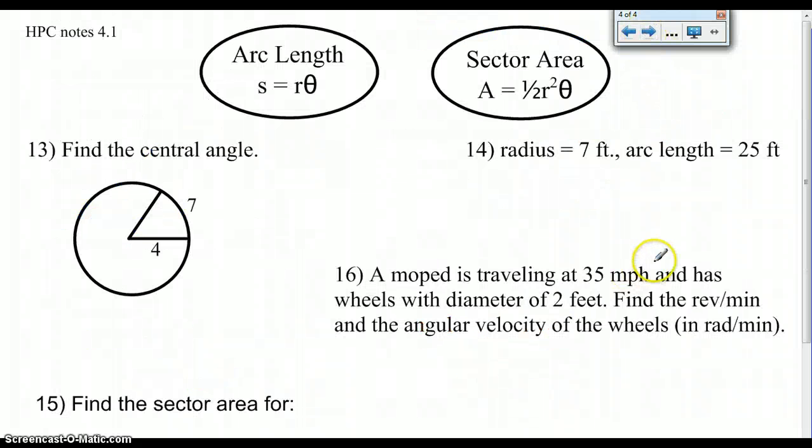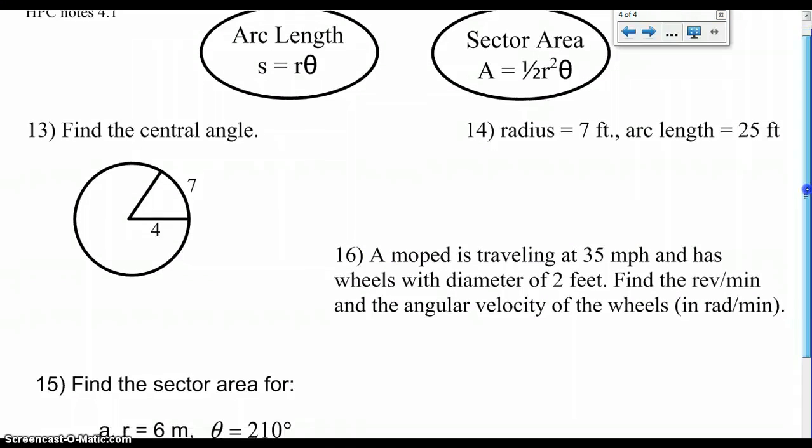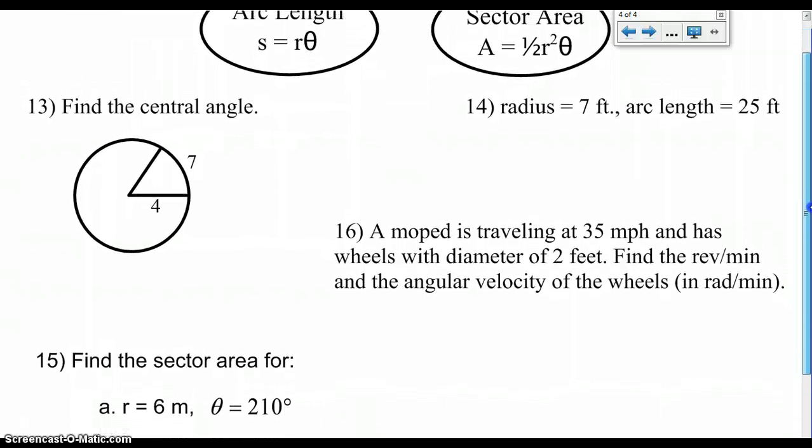All right, let's take a look at our last slide. Two topics that you've actually seen before, although perhaps not exactly written like this. The first one is arc length. You can see the formula is S equals R theta. And then sector area is equal to 1/2 the radius squared times theta.